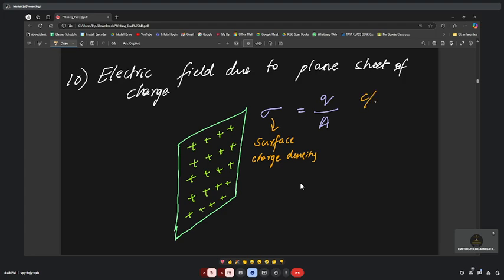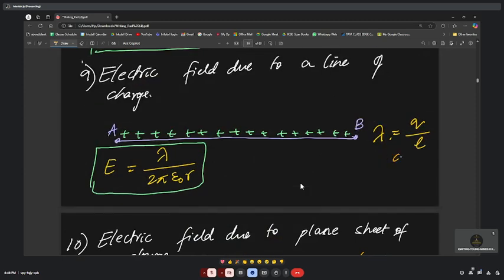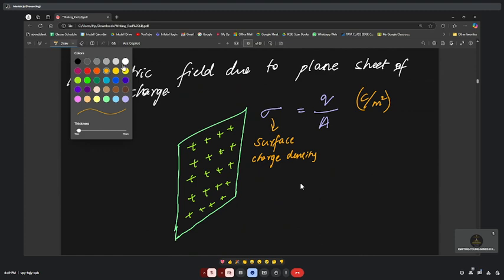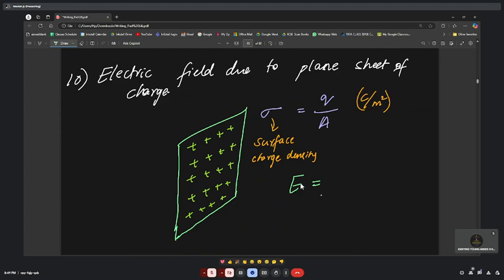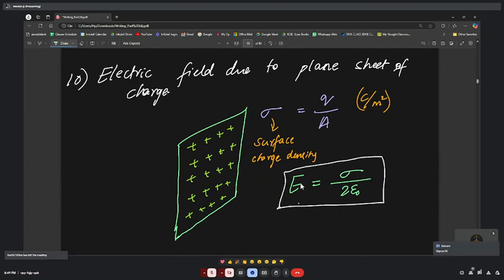It is charge per unit area, so coulomb per meter square is going to be the unit. There the unit is coulomb per meter, because it's charge per unit length. That's linear charge density. So now when you write the expression for the electric field, for a plane sheet of charge, E is equal to sigma upon 2 epsilon naught. That's the formula, children. So that's the formula for the electric field due to a plane sheet of charge.